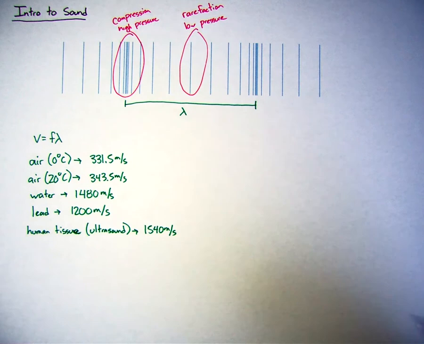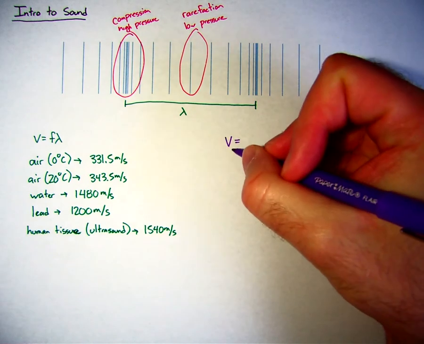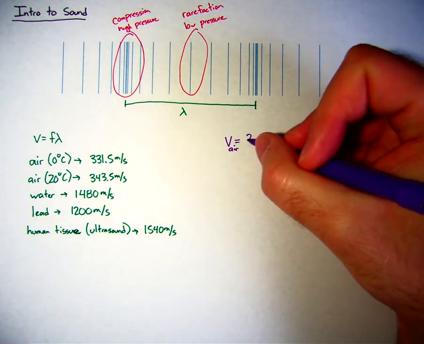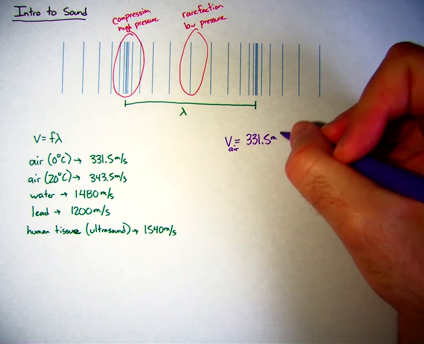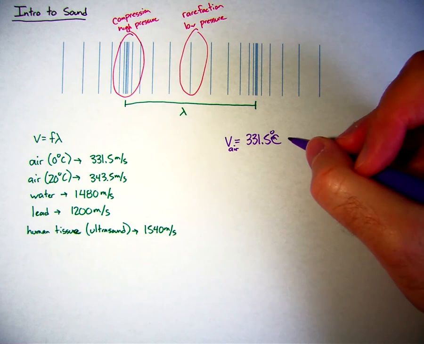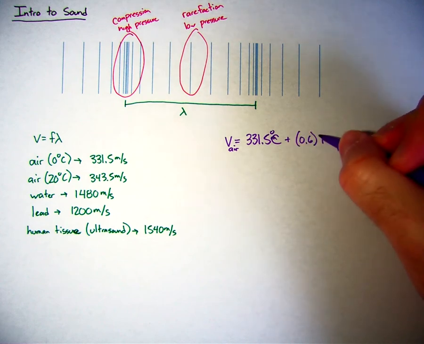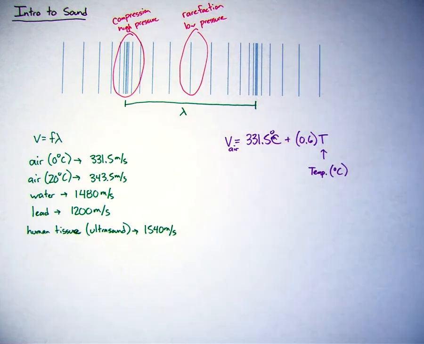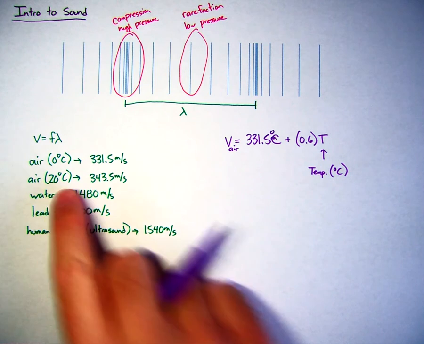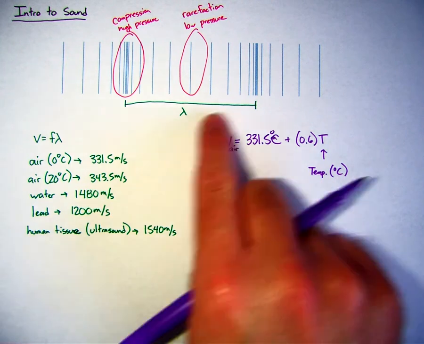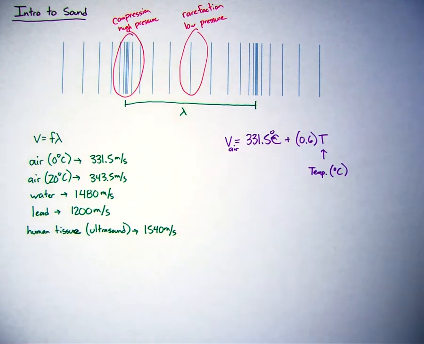In fact, it's important to understand that the speed of sound of air is really derived from this formula. It's 331.5 meters per second, plus 0.6 times T, where T is the temperature in degrees Celsius of the air that you're looking at. So if you were to plug in 20 degrees Celsius in here, that's how you get 343.5. And I'm going to be giving you problems where you're going to have to figure out what the speed of sound is in the air based off of the temperature of the air.